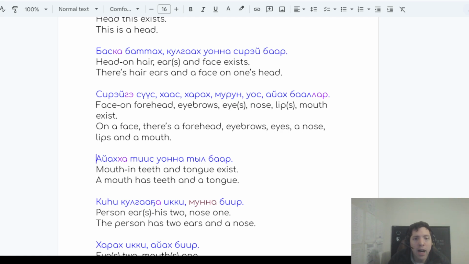Then we have ayacha or ayaka, tis, wanda, tul, bar. A mouth has teeth and a tongue. I had heard from my teacher that I used to study with say the double X, the double H as a kind of throat K sound, like a double throat K. But I have also heard some people say it like ayacha in other videos where people are teaching Sakha expressions. I've heard the ayaka a lot, all the time. So I don't know if it's regional or if some people make their materials and just soften the sound to make it easier for foreigners.